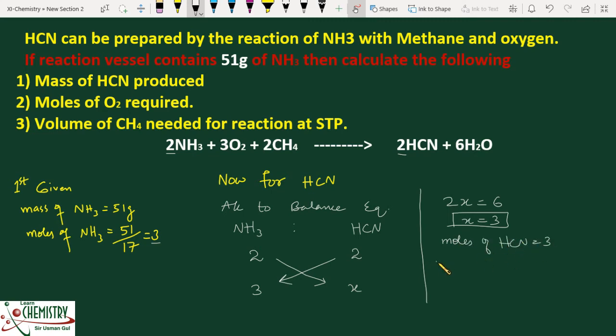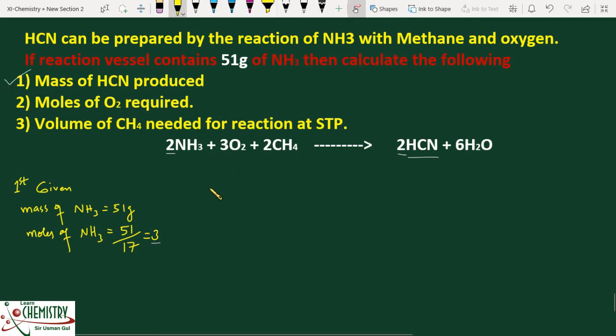Now I will write the formula of mass, that is moles multiplied by formula mass. So we already calculated the moles, that are 3, multiplied by the formula mass of HCN, which if we calculate is 1 plus 12 plus 14. So by the calculation I will get the mass, that is 81 gram.